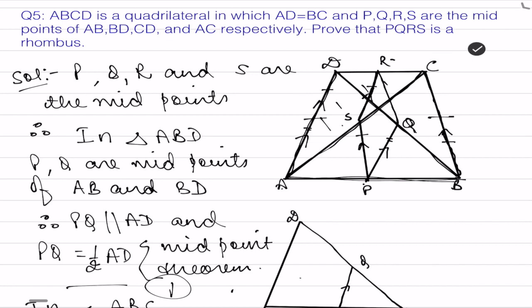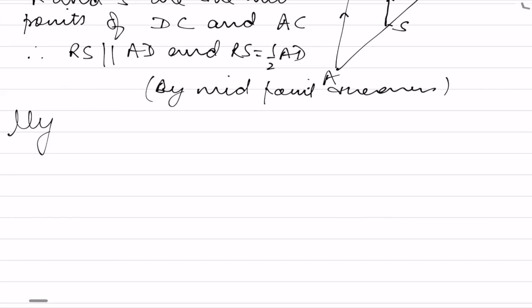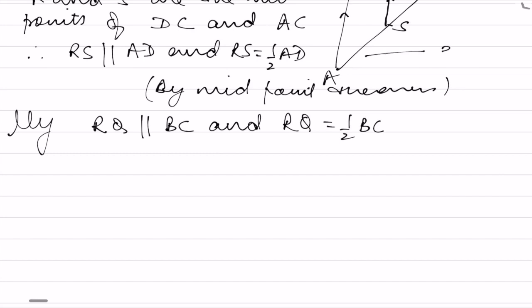Similarly, now the rest of the pair, in triangle BDC, R and Q are the midpoints. So RQ is parallel to as well as half of BC. This is the same as the previous step, so we will write it directly. Similarly, RQ is parallel to BC and RQ is half of BC. This is again by midpoint theorem. Give this equation number 3 and this equation number 4.